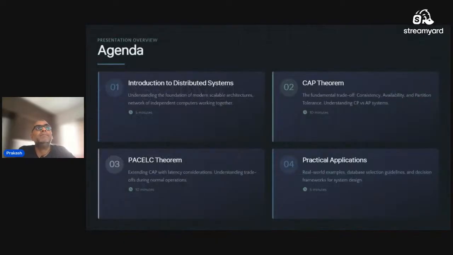Okay, so here is the agenda that we'll be covering today. We'll talk about a quick introduction to distributed systems, then we'll talk about the CAP theorem, then how the PACELC theorem is extending that, and in practical applications, how some of these theorems play an important role.